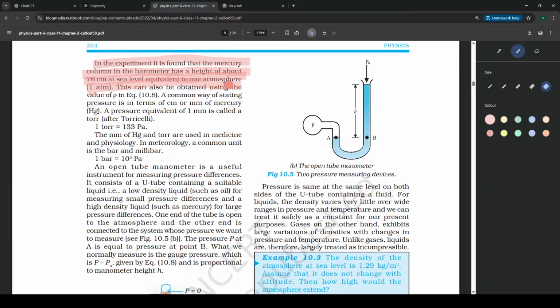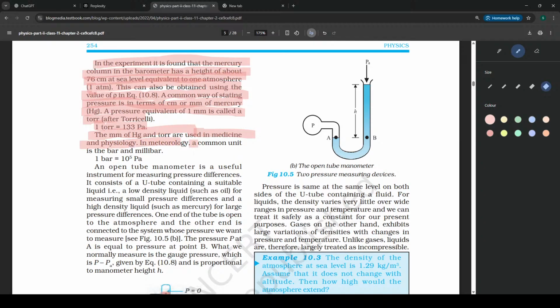This can also be obtained using the value of rho in equation 10.8, a common way of stating pressure in terms of centimeter or millimeter of mercury, Hg. A pressure equivalent of 1 mm is called a torr, after Torricelli. 1 torr is equal to 133 Pa, that is Pascal. The mm of Hg and torr are used in medicine and physiology.